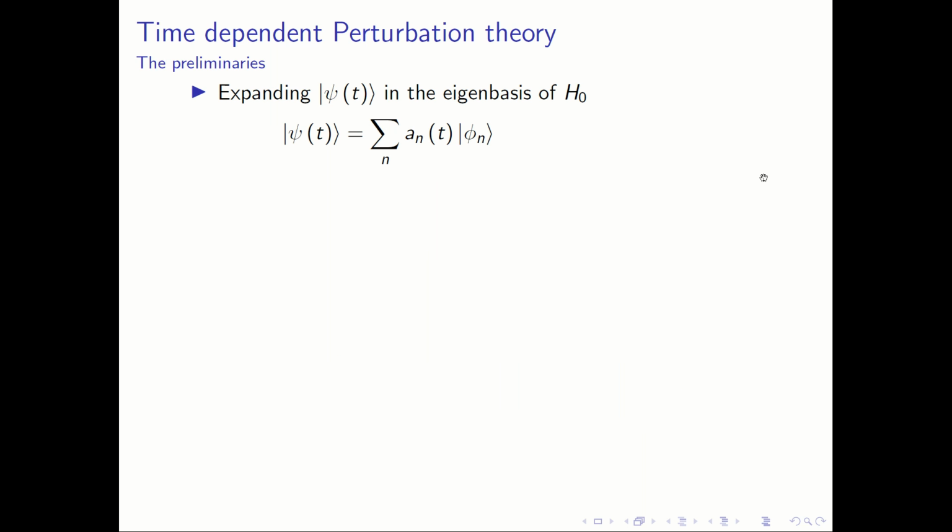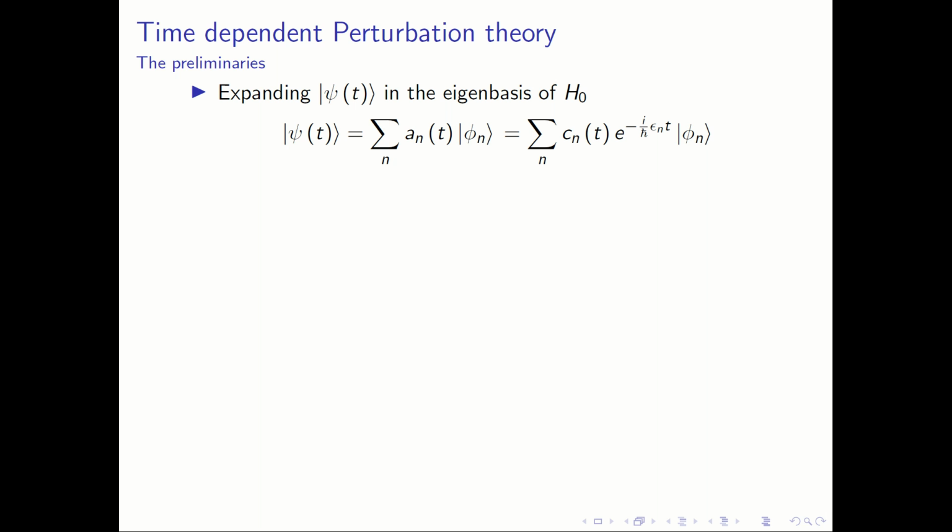So what we did was expand the time dependent state psi of t in the eigenbasis of H0. Since the eigenbasis is complete, I can always do that with coefficients a_n of t, but then we actually rewrote the coefficients and brought in the new coefficient c_n of t by essentially taking out this e to the minus i by ħ epsilon_n t term outside. Now the reason why we did that, as explained in the last lecture, was that it simplified the differential equations involved.